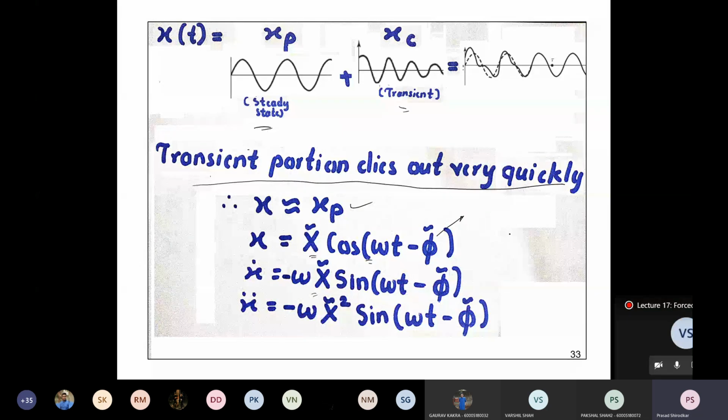Phase lag means what? If the force is applied, immediately it will not show the displacement. The displacement will come after some time, so that is why there is a phase lag. That is called the time difference, or the angular displacement difference. That is called the phase lag.